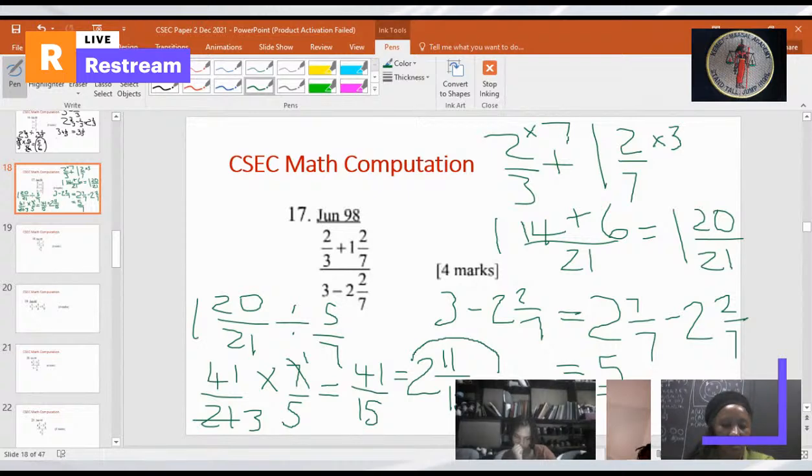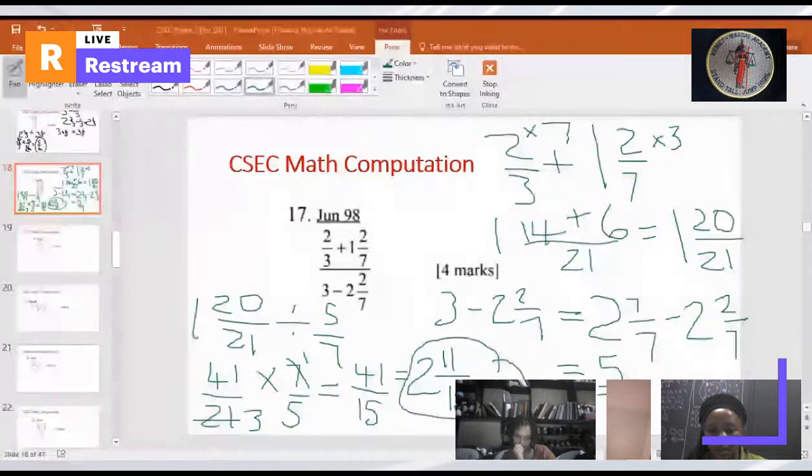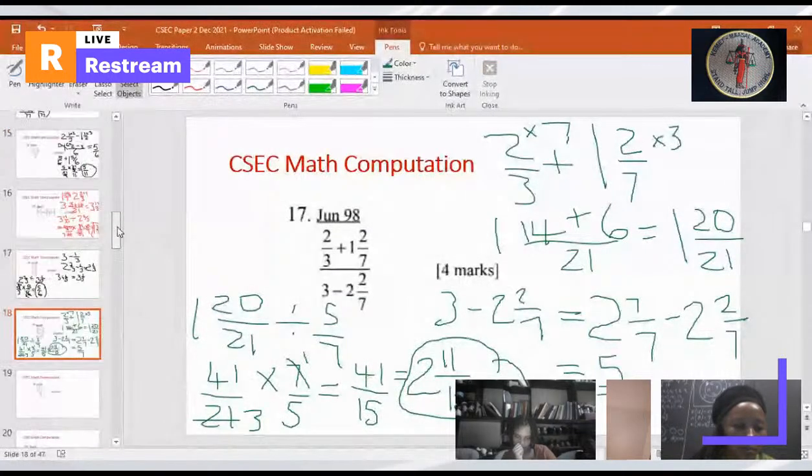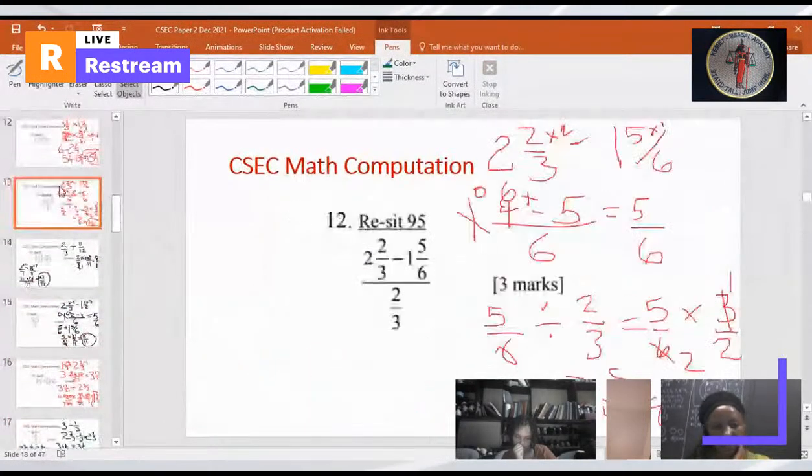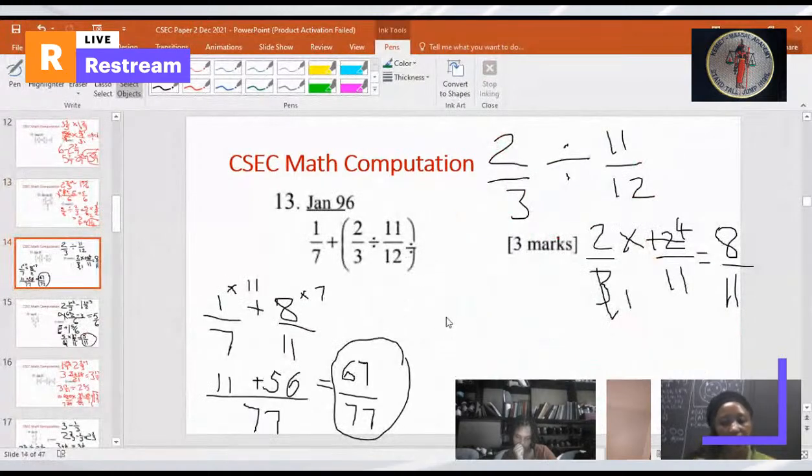All right. So I'm waiting on Dynamo to tell us where she thinks the errors are in number 13 and 14. So let's go back and double check 13 and 14. All right. So that's number 13. So we work this first. We had 2 over 3 divided by 11 over 12.